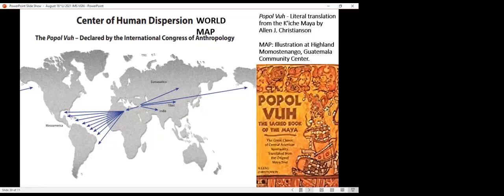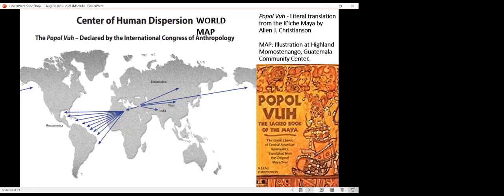The Popol Vuh, this version by Allen Christenson, a literal translation from the early record of the Popol Vuh in the Quiche language that he was able to obtain in Momostenango, and with their permission, make a literal translation.